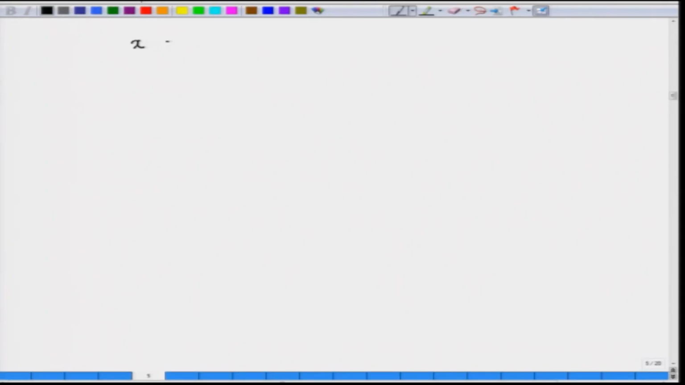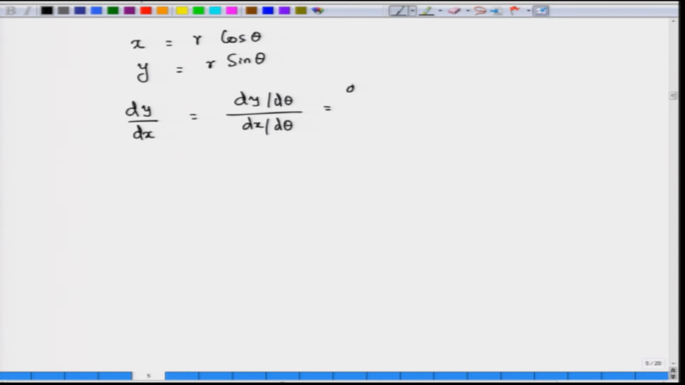In polar coordinates, what we know is that x is equal to r cos theta and y is equal to r sin theta. Given a curve, we would like to find dy by dx. This is essentially a parametric representation. Now, when I write dy by dx, as we have seen, this is dy by d theta divided by dx by d theta. dy by d theta, remember that r is a function of theta.